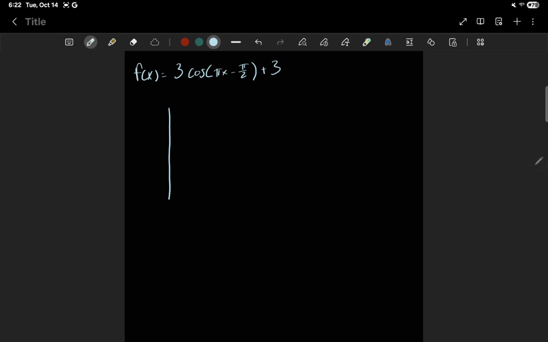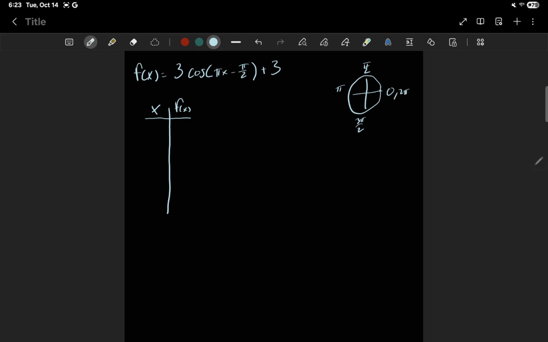So let's do f of x is equal to, let's do 3 cosine of pi x minus pi over 2 plus 3. Let's just do something like this. Okay, so luckily the table for cosine and sine is going to be the same. You're still going to use the poles from the unit circle. So 0, pi over 2, pi, 3 pi over 2, and 2 pi.